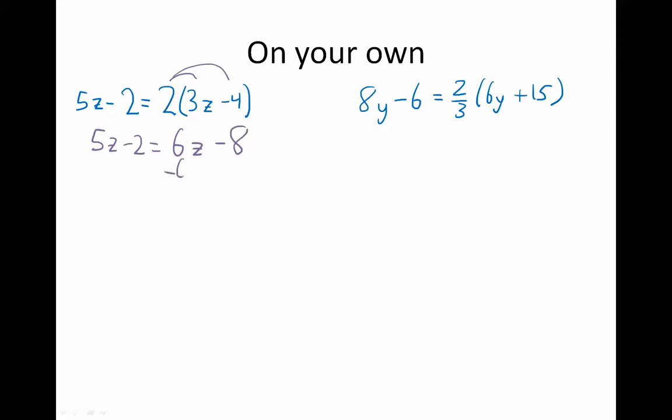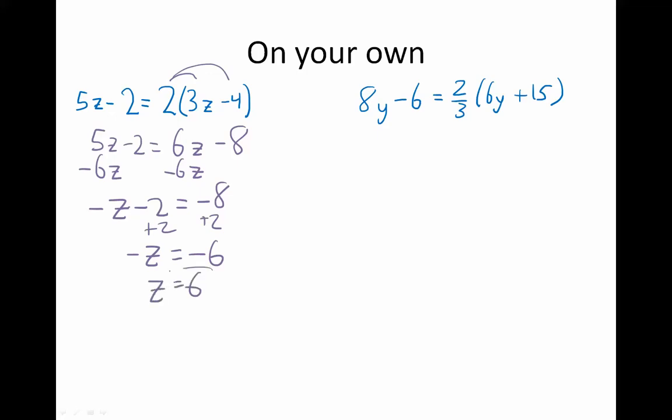I'm going to get the variable terms on the same side, so I'm subtracting 6z. Notice I'm doing the opposite here. That's going to give me negative z minus 2 equals negative 8. Then I'm going to add 2. That gives me negative z equals negative 6. And then I don't want negative z, I want positive z, so I'm just going to switch the signs. Z equals 6.